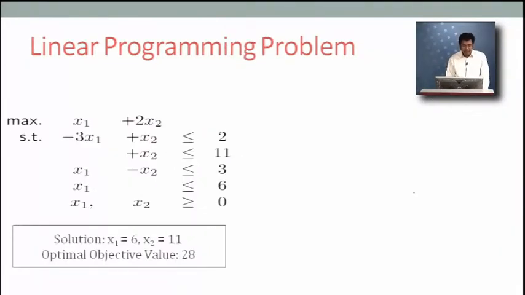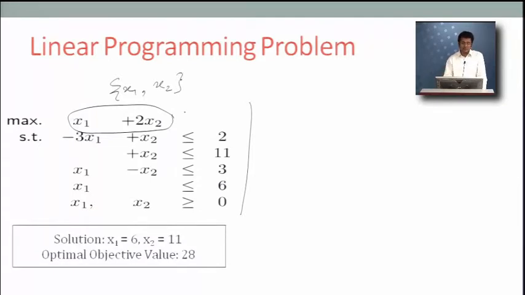Okay, let's look at an example of a linear programming problem right here. So this is an example of a linear programming problem. Its decision variables are x1 and x2. The objective function is x1 plus 2x2, 1 times x1 plus twice x2. That's the objective function. Our goal is to maximize this objective function.